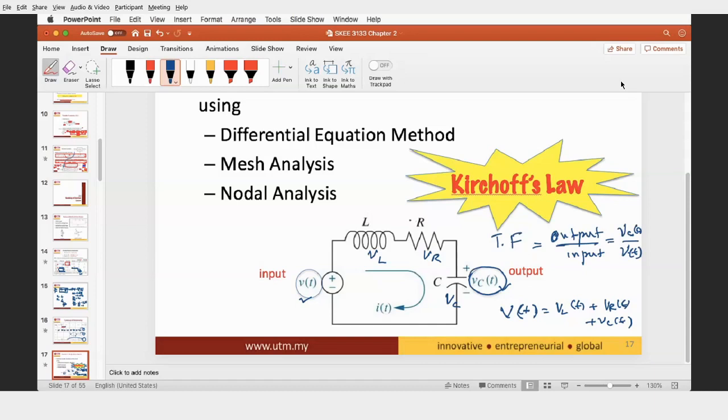So you can do a very basic voltage divider, differential equation method, or mesh method, nodal analysis. But the thing is how to get VC here. I think everybody knows the voltage divider, meaning the impedance of C divided by the total impedance of the whole circuit, ZL plus ZR plus ZC, multiplied by V input, you can get VC, correct? VC equals the impedance of C divided by the total impedance of the circuit multiplied by the input. This is a very simple voltage divider concept.